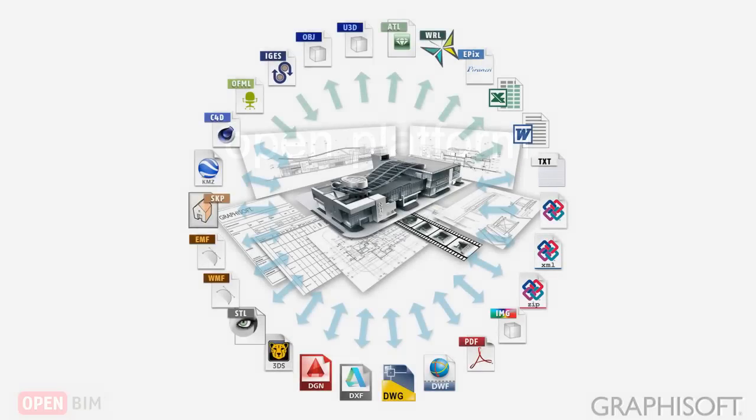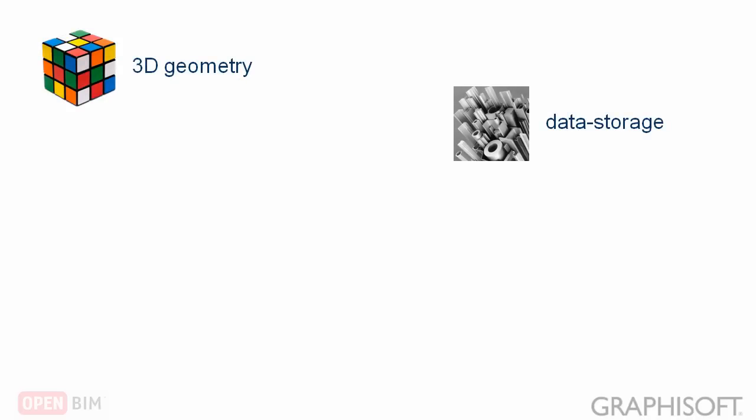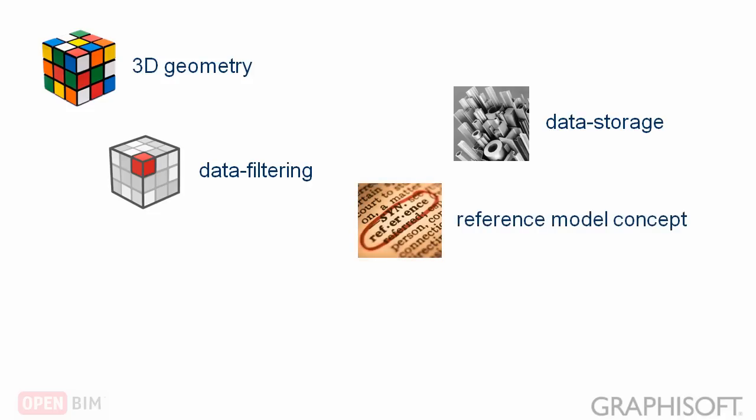Now let's take a look at the various open code file format possibilities and which requirements must be met. ArchiCAD is able to read and write many data exchange formats. Among these, how do we choose the right format for interdisciplinary collaboration? Which requirements and considerations must the format fulfill? It must support the element's 3D representation. It must be able to store data. And it's not enough that it includes a large database. The database must be filterable so that each discipline can extract just the data that it considers important. It must fulfill the requirements of the reference model concept.